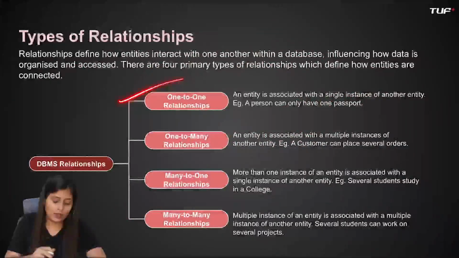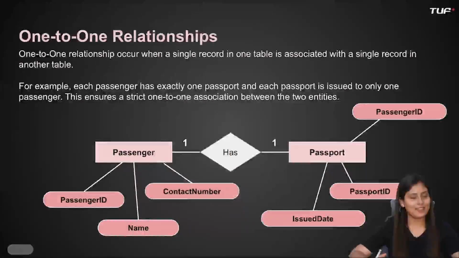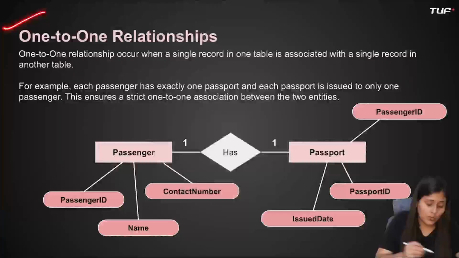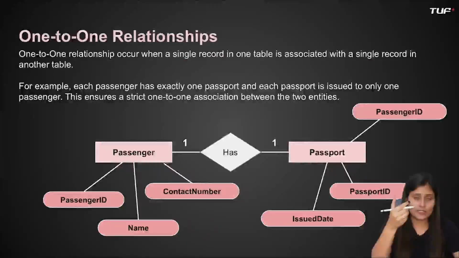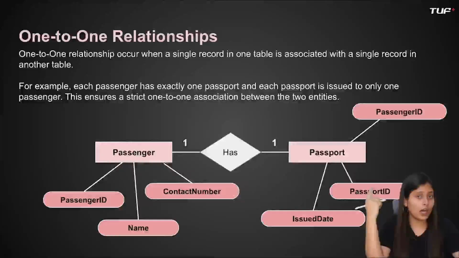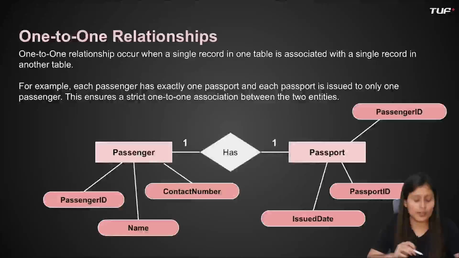Now let's begin with these relationships one by one with the following examples and the ER diagram. First is one-to-one. We know that in this, a single record or single instance of an entity is associated with a single instance of another entity. For example, a passenger can have exactly one passport, and each passport is issued only to one passenger. So this is strictly showing the one-to-one relationship.